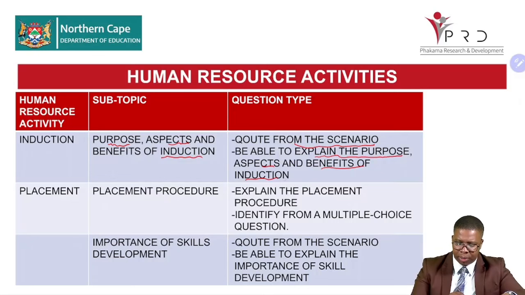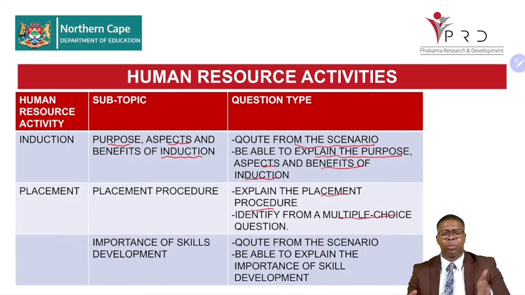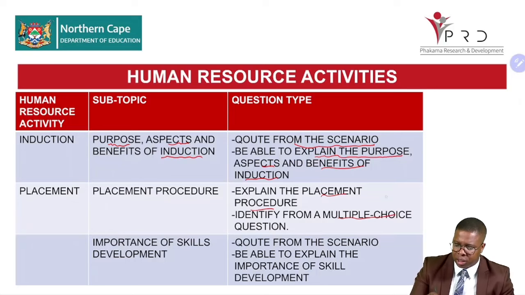Then we have placement. With placement, it is direct. You just have to know the procedure and be in a position to identify the placement from a multiple choice or a section A question, because that's where normally it is assessed. The content is not much on placement, so that's why most of the time it is assessed in your section A. This can be 1.1 or 1.2 or 1.3.